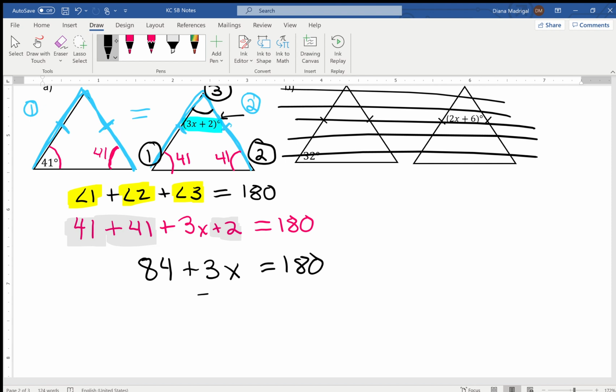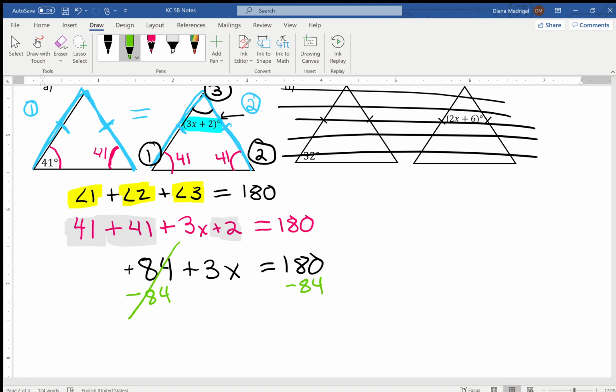The number you're going to have to work with is 84 because that's just a number without a variable. 180 is also a number without a variable. So they're actually like terms. In order for me to get rid of 84, I need to do the opposite. This is a positive 84. So that means I'm going to do the opposite of positive, which is negative 84. Don't forget that whatever you do to the left side, you have to do it to the right side. So minus 84.